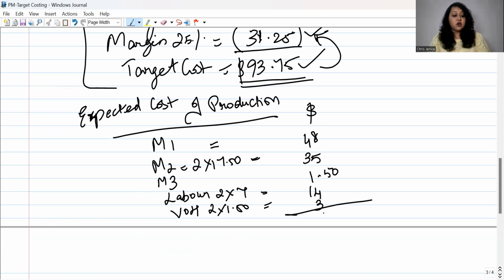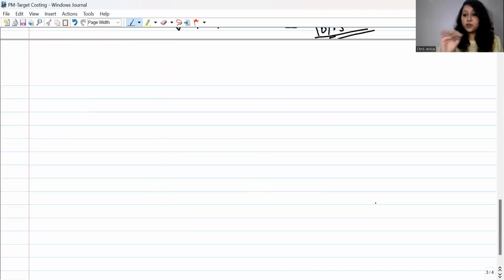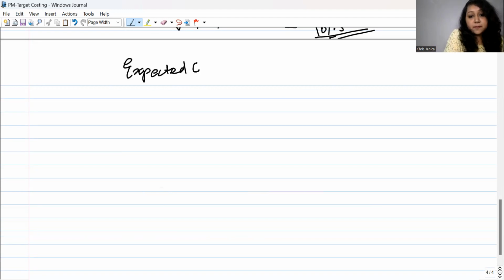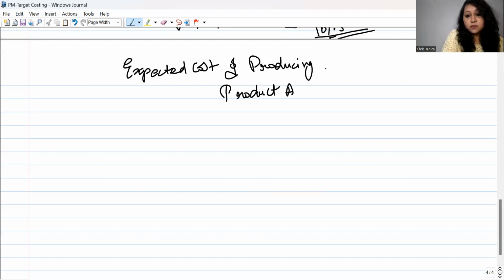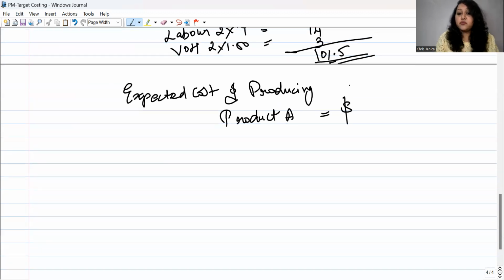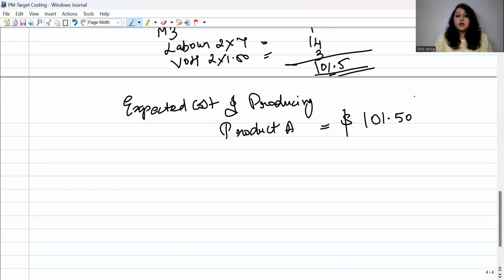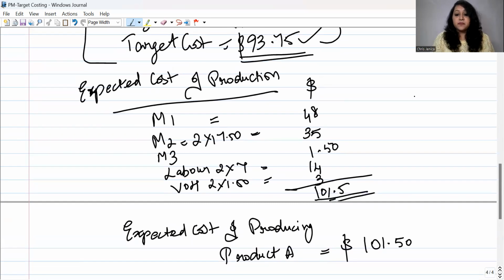So now this is going to be your expected cost. What is the total? 48 plus 35 plus 1.5 plus 14 plus 3. It's going to be $101.5. Now we'll make an analysis. The expected cost of producing product A is going to be $101.50. Hope you understood this expected cost of production.